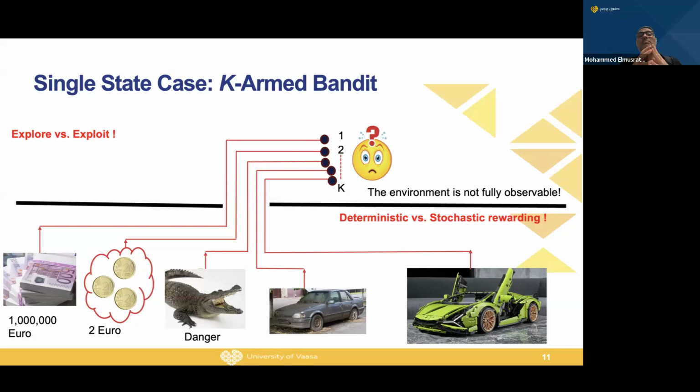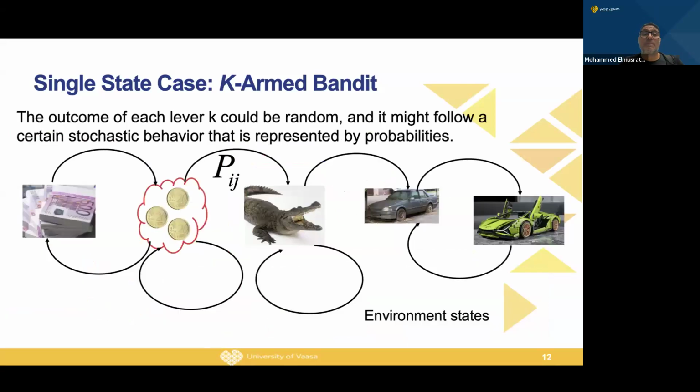So this is the simplest reinforcement learning algorithm that you can see. It is a single state with many actions. We have a k-armed bandit here, so we have k possible actions that you can take, but in a single state of the game. Okay, the problem can be slightly more complicated.